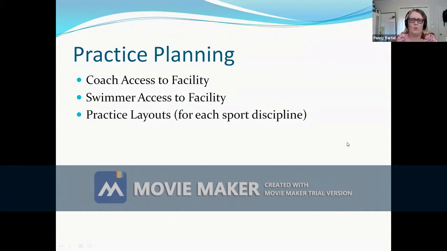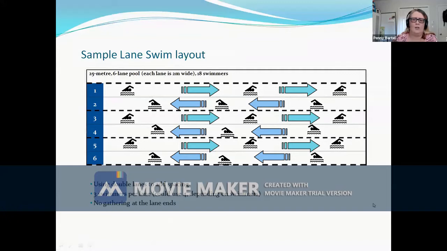We did include one practice layout just as an idea, and I've already had a few questions sent by email on this one. Lanes 1 and 2 are each a single lane, right? And then you would have them go out in 1 and come back in 2, so that they're maintaining a 2-meter physical distance at all times. Does that make sense?